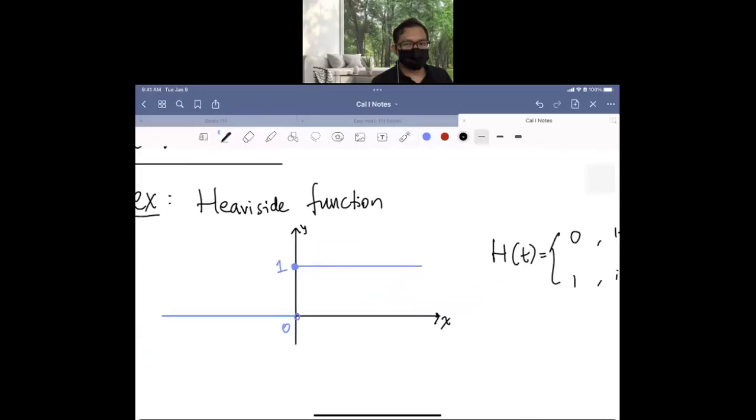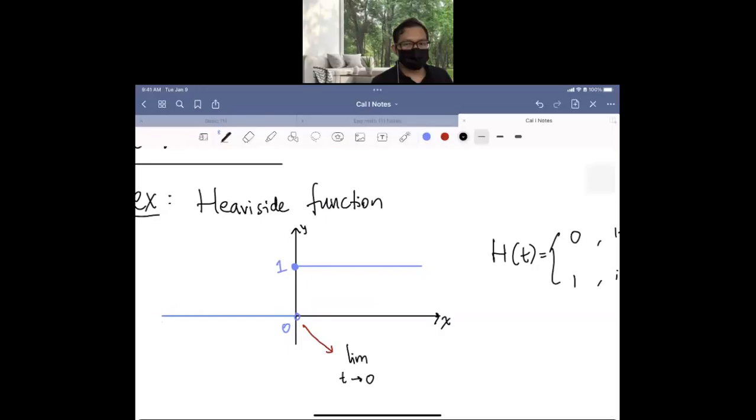So to describe what happened at t equals 0, we can describe it with a limit, as t approaches 0. But when we take the limit at 0, we see that from the left and from the right we have different values. So we can try to take the limit from two sides.